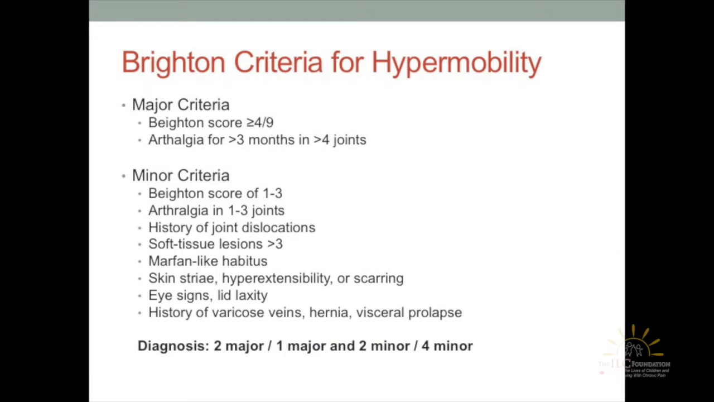In terms of Brighton criteria, this is again a different criteria for hypermobility. It breaks down into major and minor criteria. And you can notice here that there's a Beighton score attached to the major and the minor. So a higher Beighton score results in a major criteria, and a lower Beighton score is part of the minor criteria. It also includes joint pain, length of joint pain, and a few other features that help to make the diagnosis of hypermobility. And a diagnosis constitutes 2 major criteria, 1 major and 2 minor, or 4 minor.